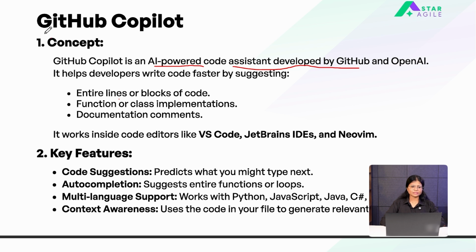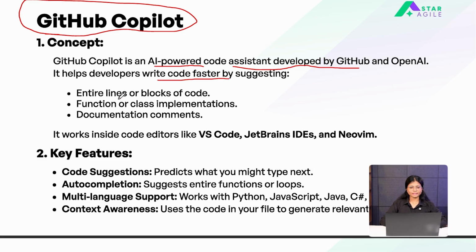It is not separate, just like we have GitHub Actions, and I believe you saw in the last session what GitHub Actions is. If you have not seen it, I request you to go and watch the GitHub Actions session. So GitHub Copilot is a product of GitHub, thus the name Copilot. It helps the developer write code faster by suggesting. The sentence itself says it will help you write code faster by suggesting.